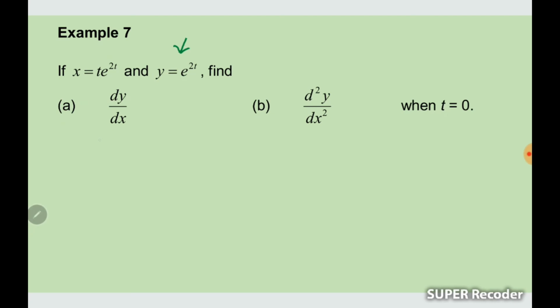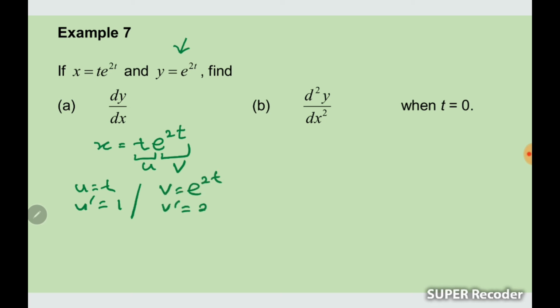Therefore, you need to differentiate first. If x equals t times e to the power of 2t, you have to let u equal t and v equal e to the power of 2t. We will use the product rule here. If u equals t, u prime equals 1. If v equals e to the power of 2t, v prime equals 2e^(2t).